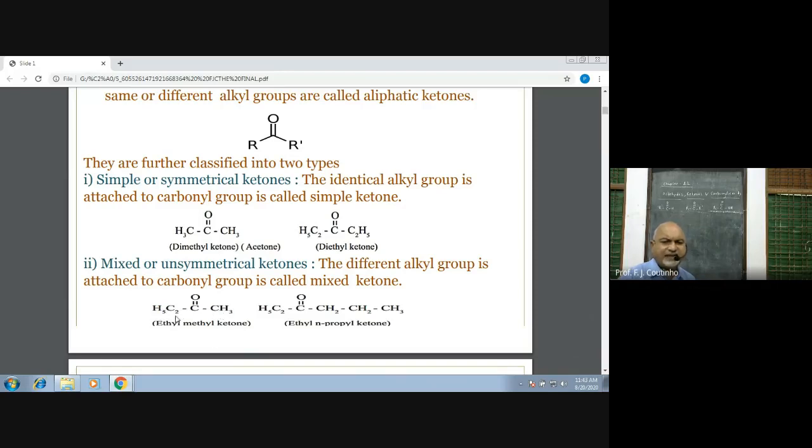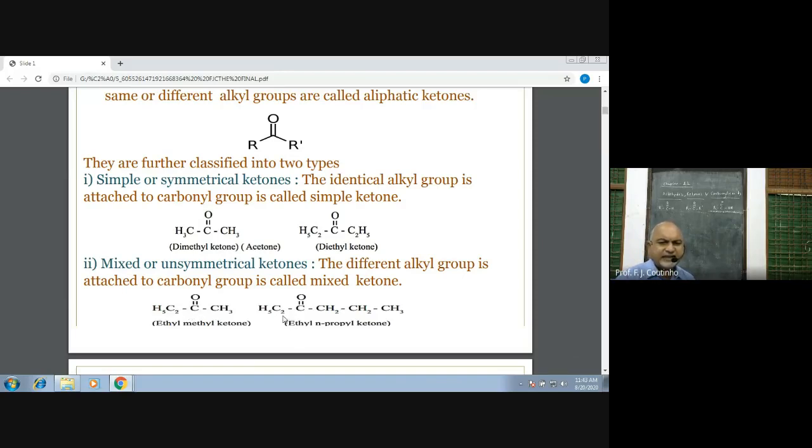Why don't we call it methyl ethyl ketone? No doubt methyl is smaller. But when we are naming, we go alphabetically. Ethyl, E comes first and then comes methyl. And that's why we call it ethyl methyl ketone. This is an example of a mixed ketone.